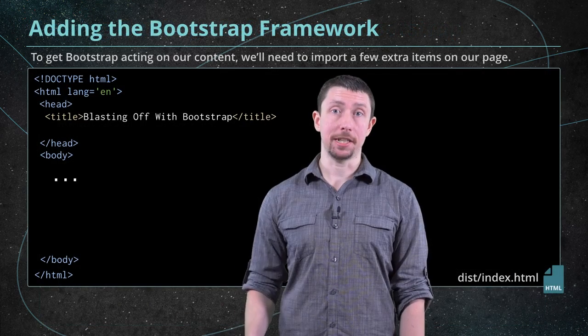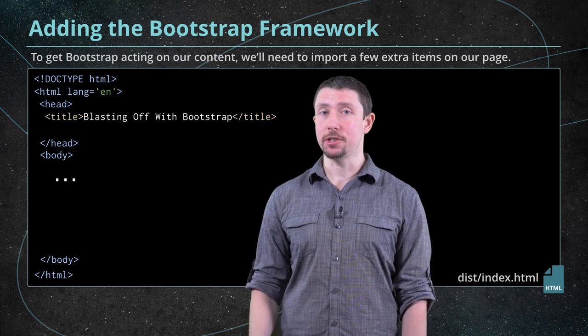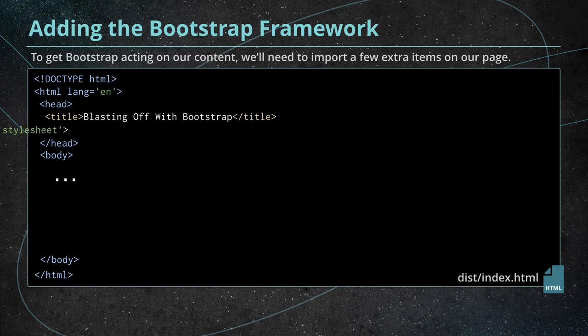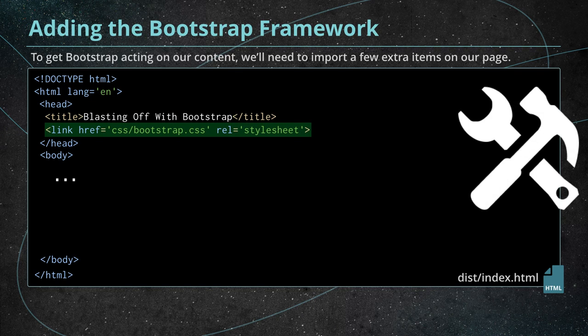So let's bring our page back in here. In order to add Bootstrap to it, we're going to need to add a couple of additional tags to it. The first tag that we need to add is the link tag. That'll be up here in the head, and it'll reference this css/bootstrap.css file.